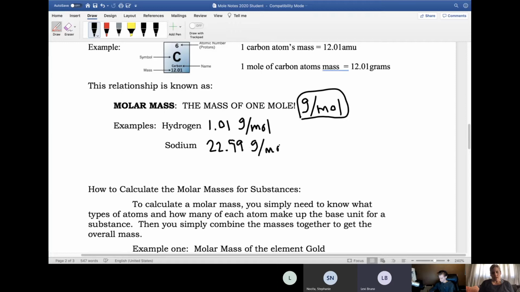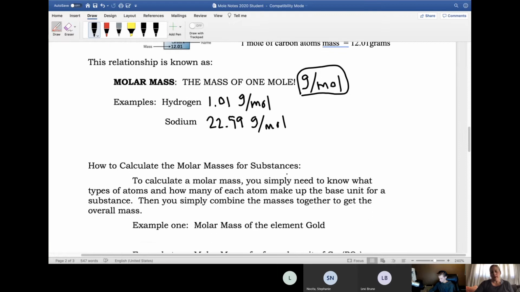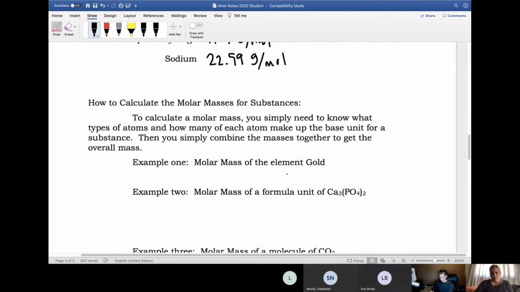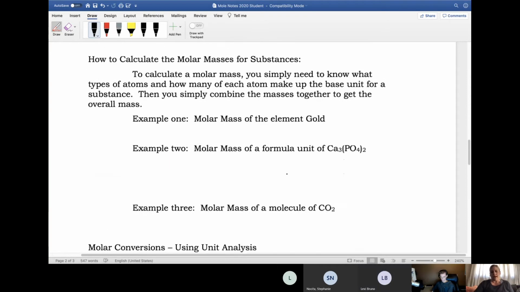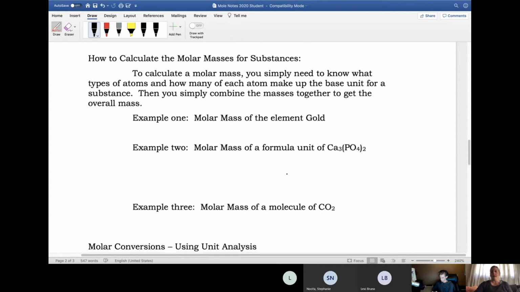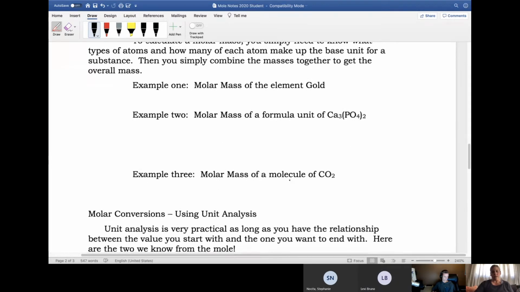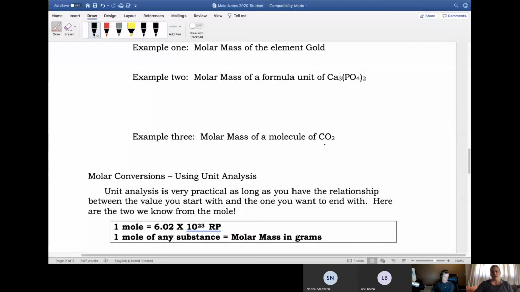But a lot of times we're dealing with compounds or molecules that are made of more than one element. The way that you find the molar mass of a substance made of more than one element is you look up their molar masses, figure out how many atoms there are of each element, and then add them all together. Let's take a look at CO2. The first thing you're going to do to calculate the molar mass of CO2 is take an inventory of what types of atoms are here.